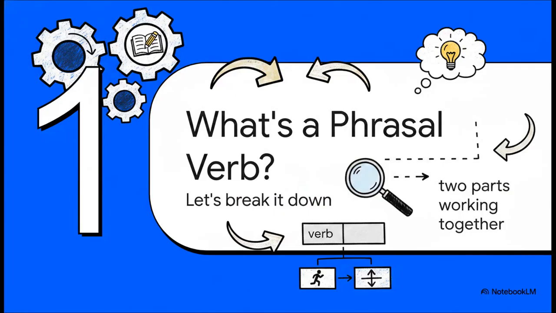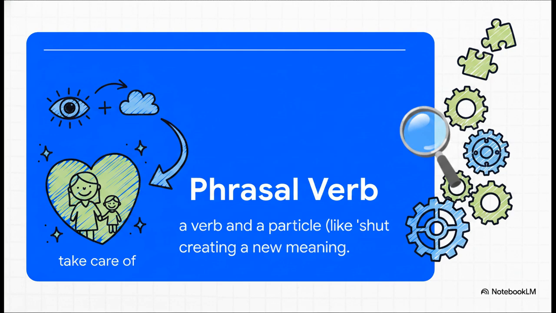All right, so let's get into the nitty-gritty. What is a phrasal verb anyway? I know, it sounds a little academic, but it's way simpler than it sounds. It's basically just two little parts working as a team. Think of it like this. You take a normal verb, like look, and you pair it up with a little word, a particle, like after. And boom, look after doesn't just mean to see something later. It means to take care of someone. It's a totally new meaning, just like that.